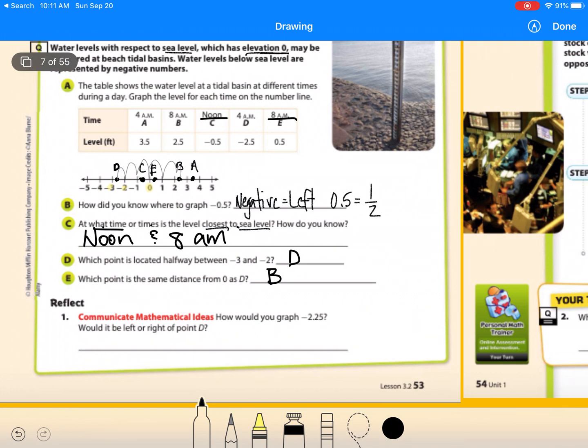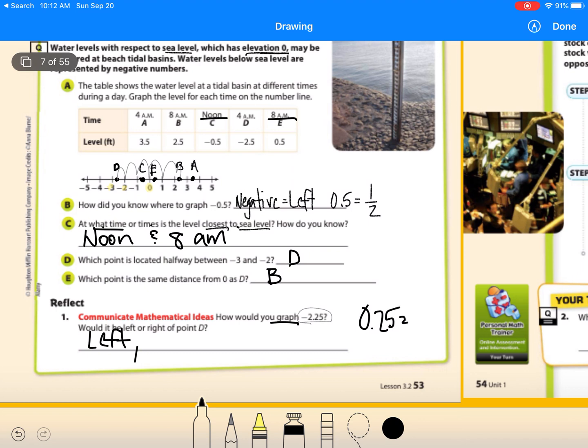How would you graph negative 2.25? Would it be left or right of point D? So first we can answer, would it be left or right? Look at the sign. If it's positive, it goes right. If it's negative, it goes left. And we see the little tiny minus sign. So it would go left. You would go only 1/4 past the negative 2.